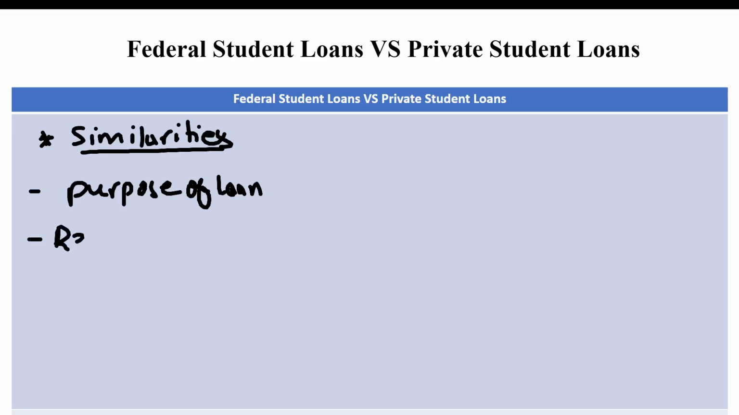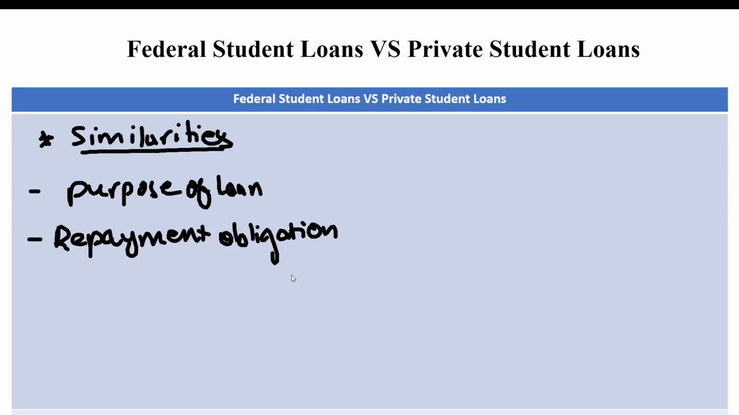Then we have repayment obligation. Regardless of the loan type, borrowers must repay the loan with interest. Both federal and private loans have specific repayment terms, and failure to repay can lead to severe financial consequences, including damage to credit scores and legal action.